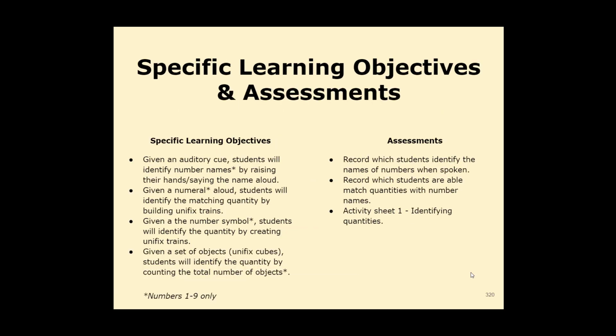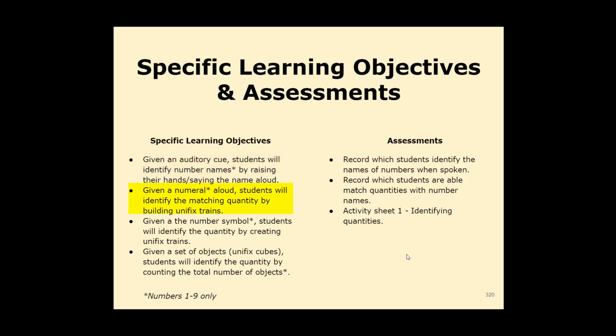Now that I've decided on my standards, I'm going to go ahead and write out the objectives for my lesson. Now these are some objectives. Usually a lesson has a lot, but these are the things that I'm looking for. Okay, this is to assess. So the first one is given an auditory cue, students will identify number names by raising their hands or saying the names out loud. And I'm going to be working with numbers 1 through 9 only.